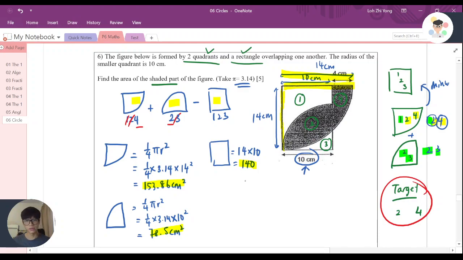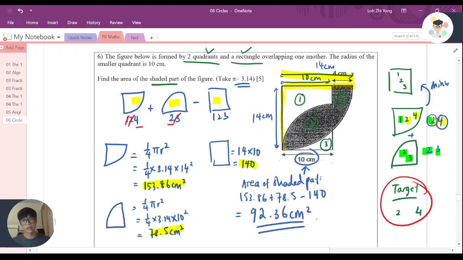So my final answer, which is the area of the shaded part, is 153.86 plus 78.5 minus 140. If you press it in the calculator, let me try to press it. 153.86 plus 78.5 minus 140, you find the final answer is 92.36 cm squared. And that is your final answer.